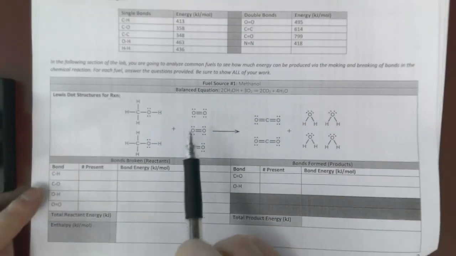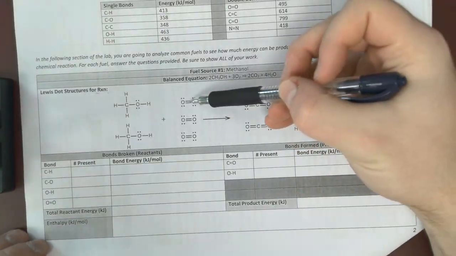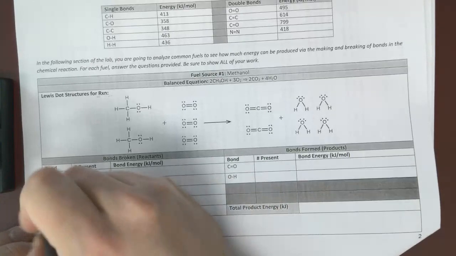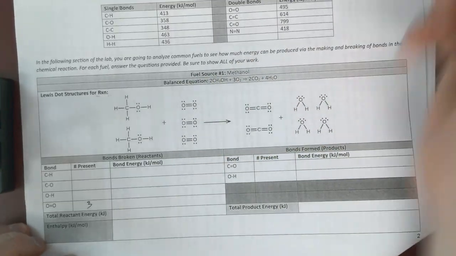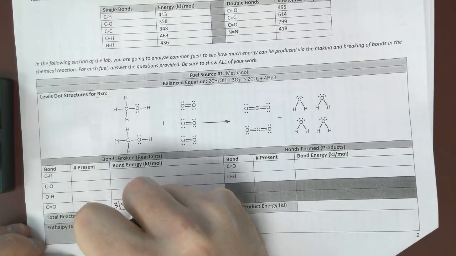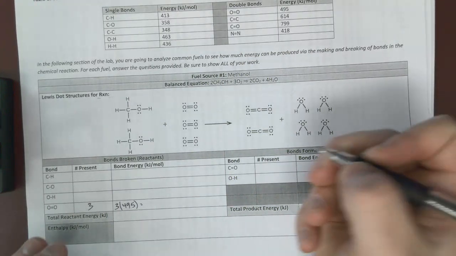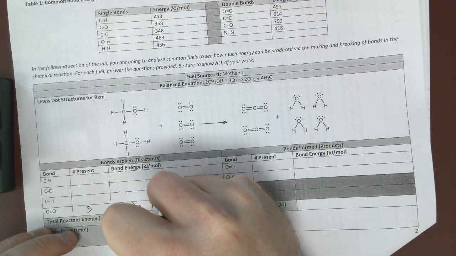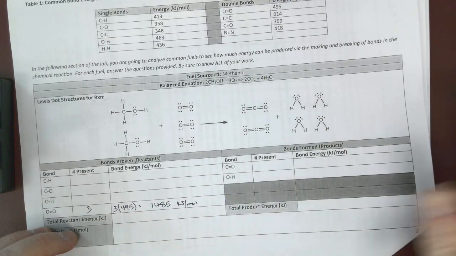I have oxygens. So I like to start with my double bonded oxygens first so that I can get those out of the way. So I have 1, 2, and 3. So I'm going to put a 3 here. And then if I look at the chart above, it's 495. So I do 3 times 495, and I put that in my calculator. So 3 times 495. And I get 1485 kilojoules per mole.